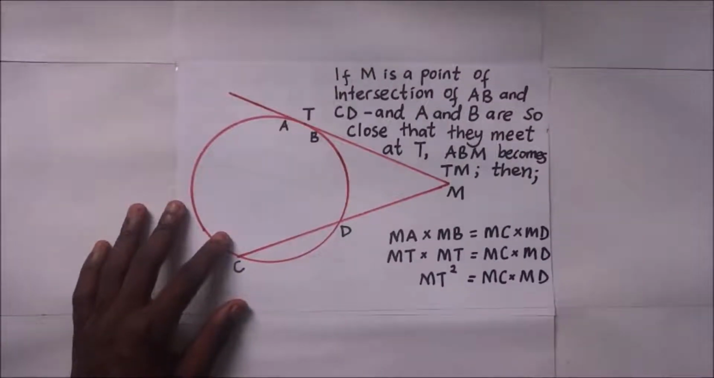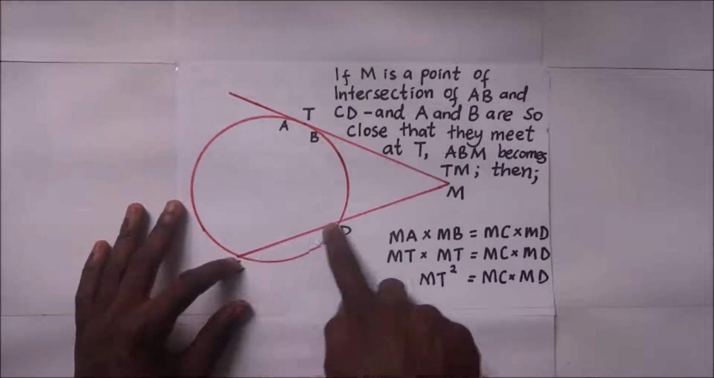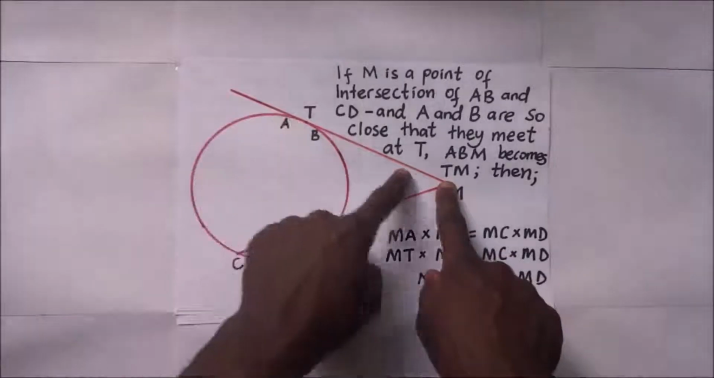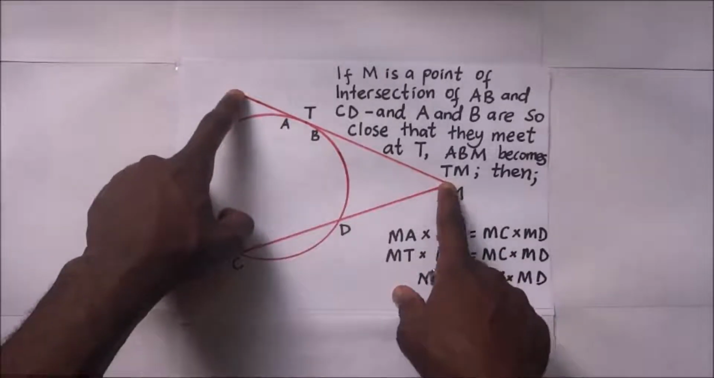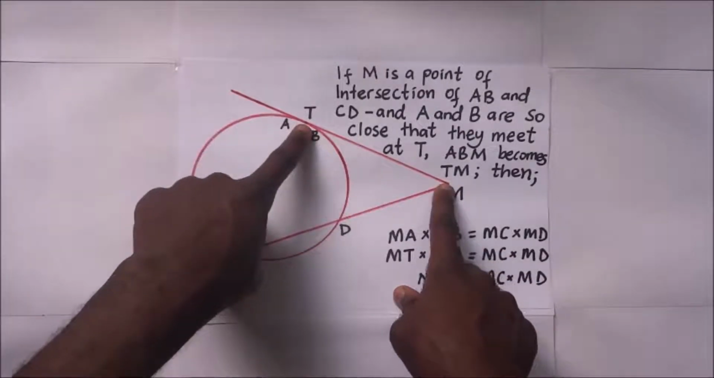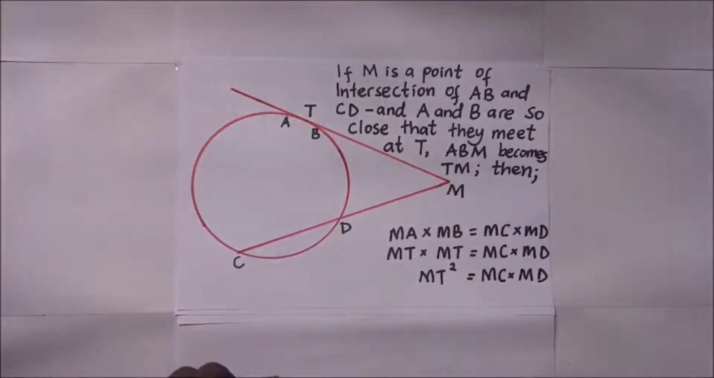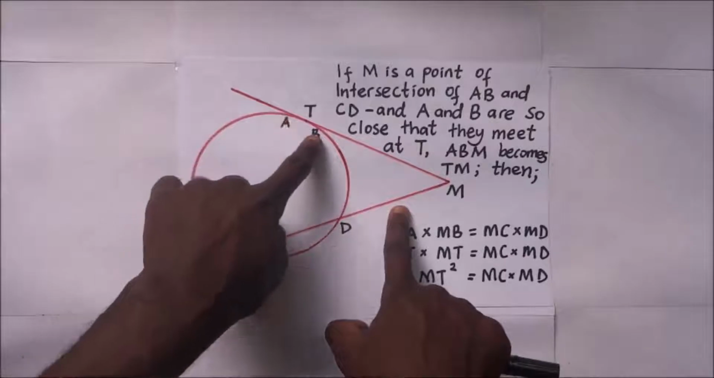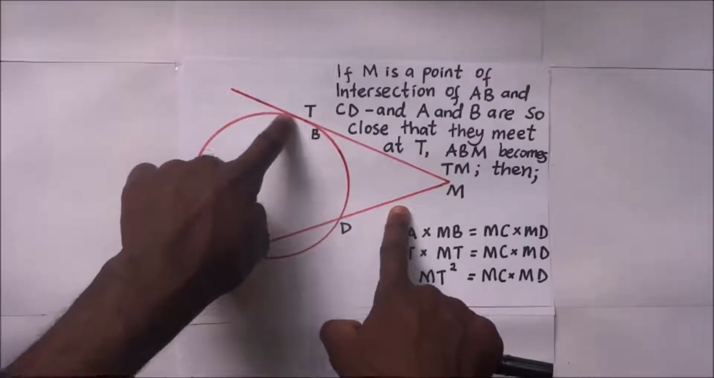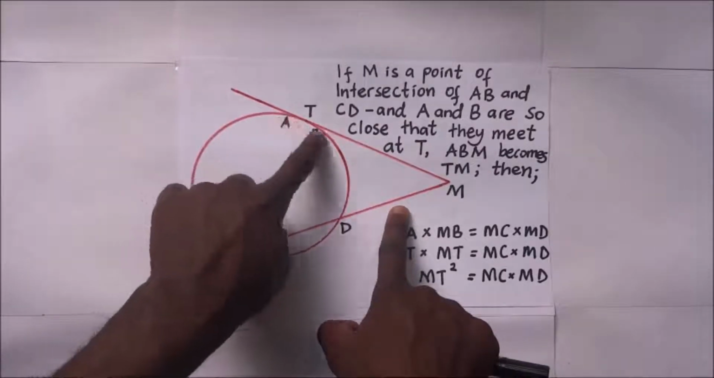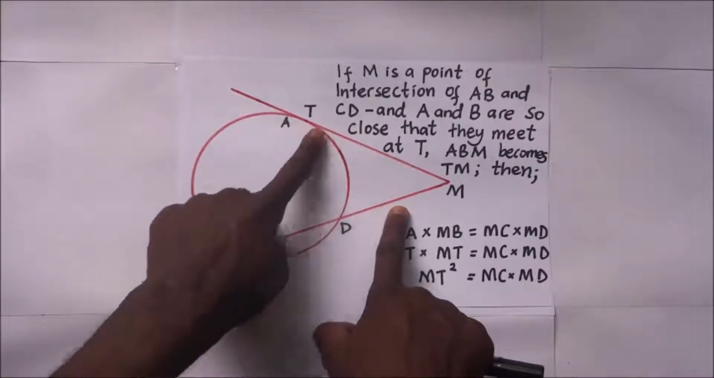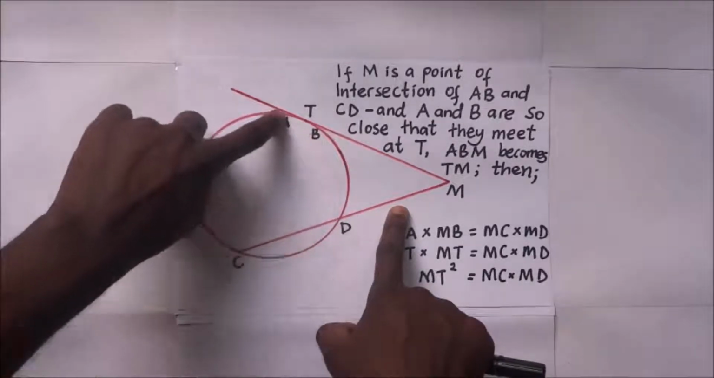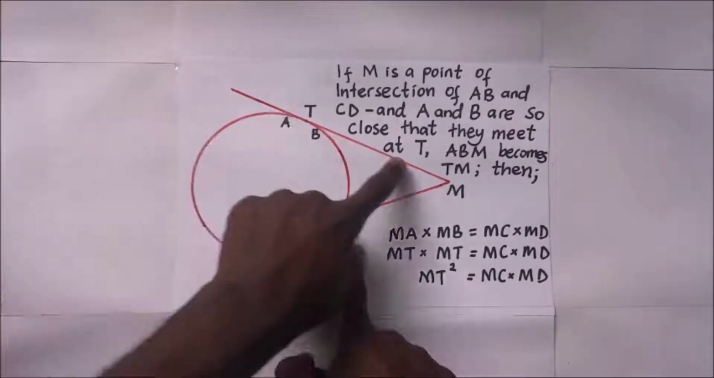We have another case whereby we have a chord intersecting with a tangent. Now, this tangent, if you take a closer look, you will notice that it has points A and B. Points A and B are still parts of the tangent, but they are very close. Points A and B are too close on the tangent as it is passing by.